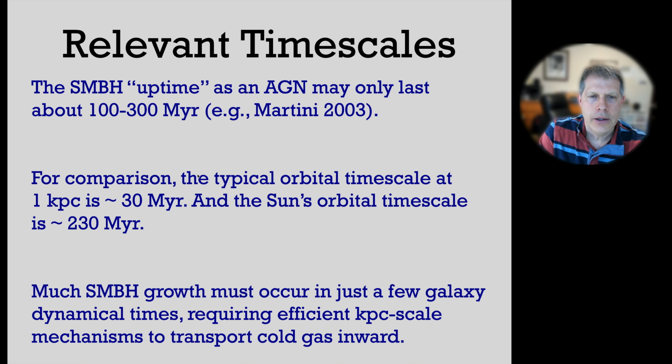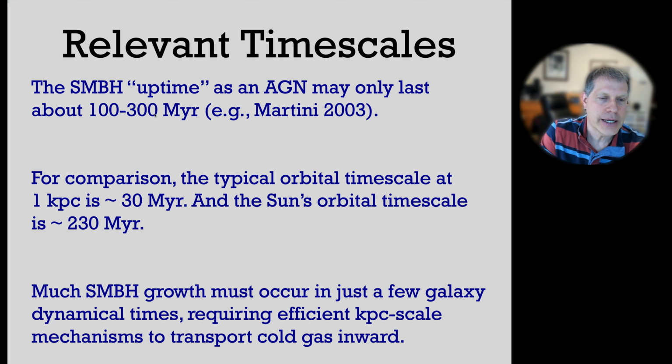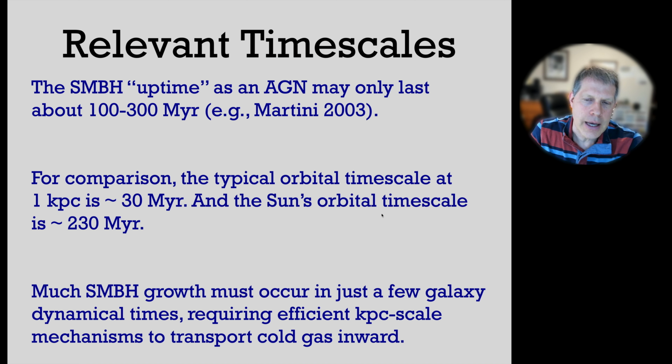For comparison, the typical orbital timescale at, say, 1 kiloparsec is 30 megayears. And if you go out further in a galaxy, the Sun's orbital timescale around the center of our galaxy is about 230 megayears, which, especially that number, is quite comparable to the total uptime that a supermassive black hole may have as an AGN. And so what this is telling you is that much supermassive black hole growth must occur in just a few galaxy dynamical times. And that implies that efficient kiloparsec scale mechanisms are going to be required to transport cold gas inward on this kind of timescale. Okay, you need efficient processes operating on large scales to transport a galaxy's gas down close to the black hole to allow it to accrete.